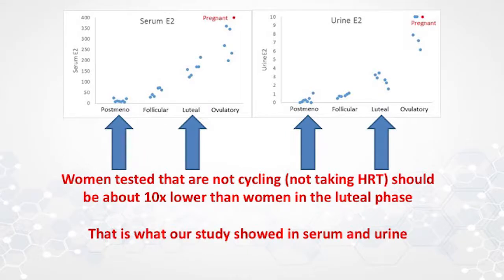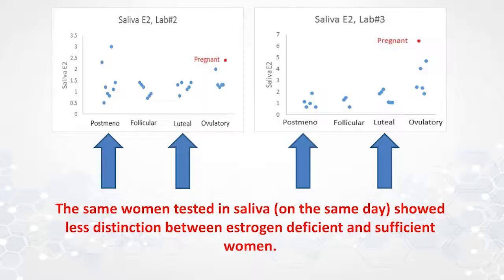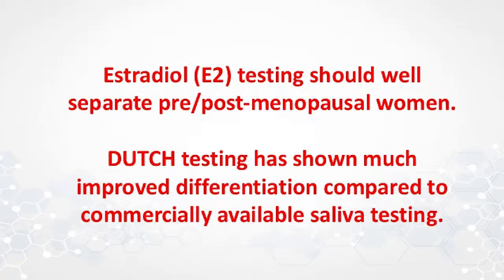The degree of difference between postmenopausal women and luteal women is really what we're testing in the lab, as we're testing these women to see if they have this deficiency or sufficient levels. The difference is tenfold in serum, it's tenfold in our urine assay, and with saliva testing, it tends to be more equivalent or maybe different by a factor of 2 if the assay is a little bit more sensitive, but you really lack the accuracy to well differentiate these women in their different stage of estrogen deficiency or sufficiency.